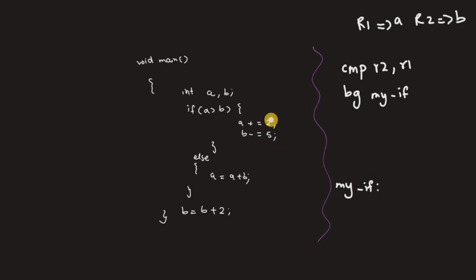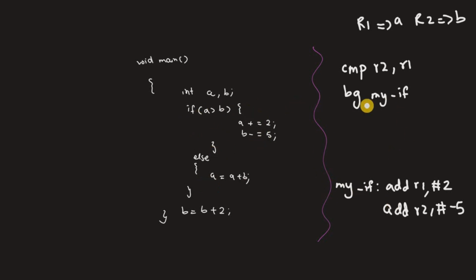Okay, so what's going on inside, we're simply adding 2 to A and subtracting 5 from B. So that's what we're going to write over here. We're simply adding a constant of 2 to register 1, and then we're adding -5. Okay, and that's basically what we're doing.